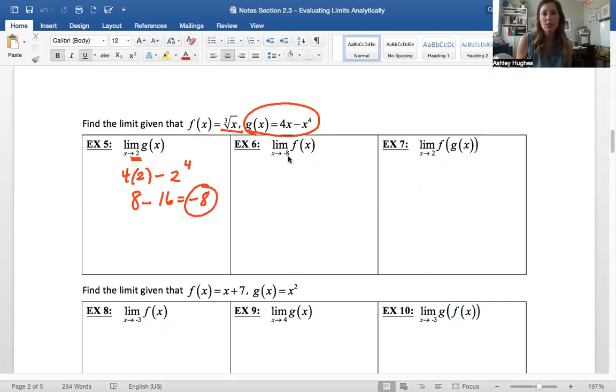This one, we're going to substitute negative 8 into the f of x function. The cube root of negative 8 is negative 2.